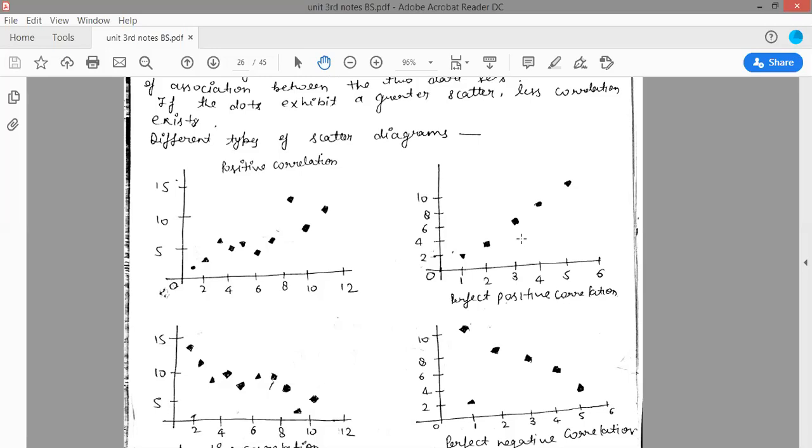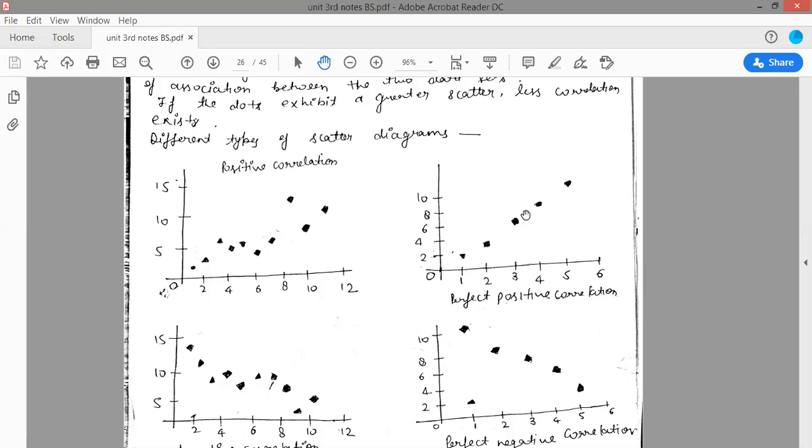There is another one. 0, 1, 2, 3, 4, 5, 6, and 2, 4, 6, 8. So just look here, at 1, at 2, at 3, at 4, at 5. So x is increasing and also y is increasing. That means this is a positive correlation, but there is a straight line. If we draw a straight line here, just look at this one. So this one is your straight line.